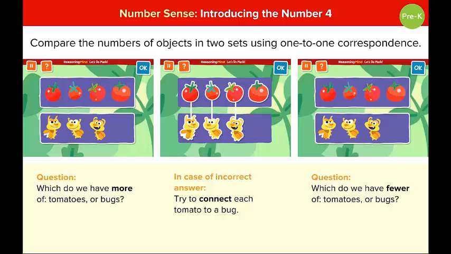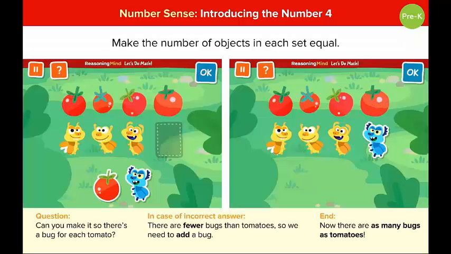And so you can see before we ever get to 4, we compare the number of objects in two sets using a one-to-one correspondence. So you can see we ask which is there more of, tomatoes or bugs. If the student gets it wrong, we make them connect a tomato and bug. And then which we have fewer of. So before we've introduced the word 4, the numeral 4, we are comparing the cardinality 4 to the cardinality 3. And now you're, by the way, seeing a sequence of exercises in one lesson.